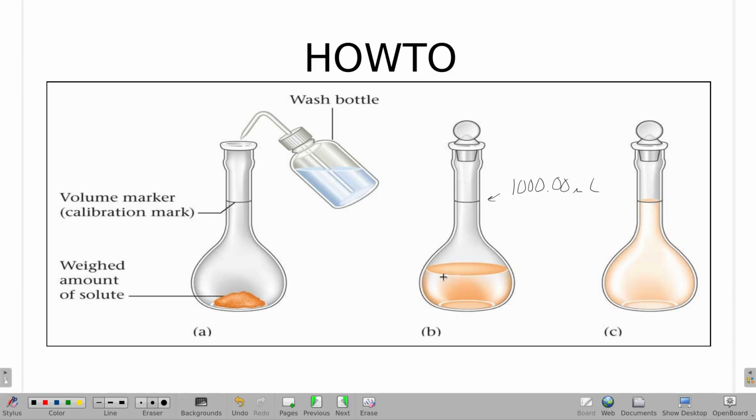Now we don't fill it completely. In picture B, they're showing it filled halfway. Really, this is so you can grab hold of it by the neck up here and swirl it around. You can swirl it fairly violently, and you don't have to worry about it splashing up and coming out of the solution. That is why they're shaped this way.